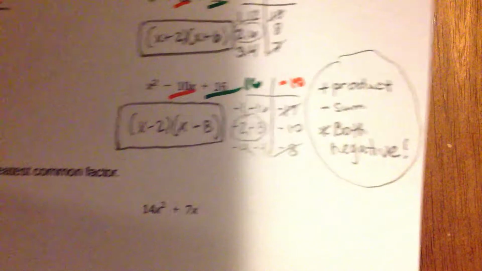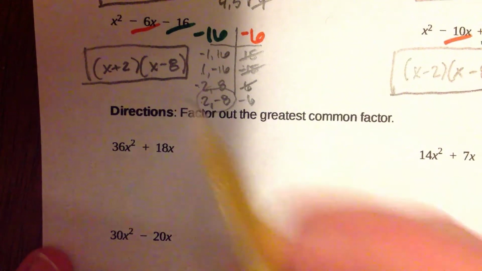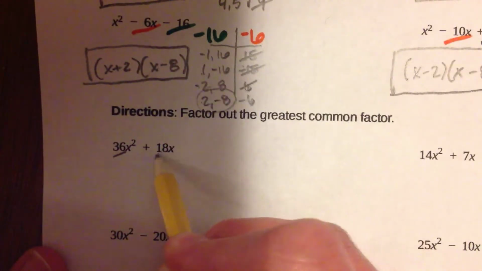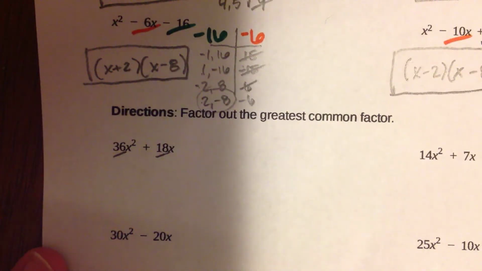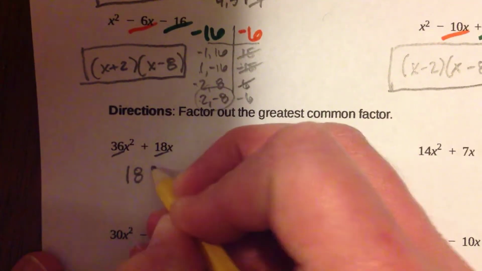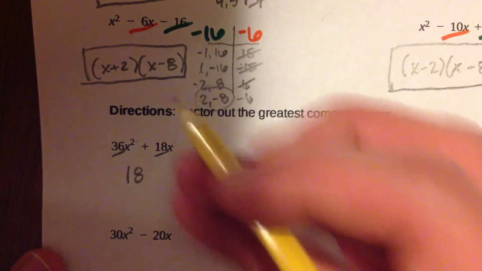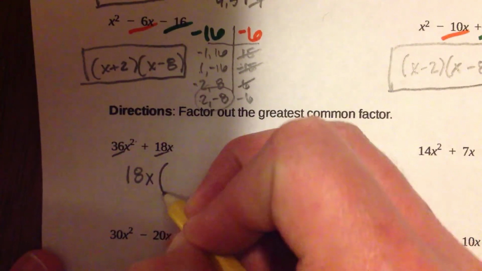Alright, in my next set of directions, what I need to do is factor out the greatest common factor. So I need to find a number that 36 and 18 both divide by. Well, in this case, 36 and 18 divide by lots of different numbers, but they actually divide by 18. Now, if you notice, this one has an x squared, and this one also has an x, so I can actually take an x out of both of them.